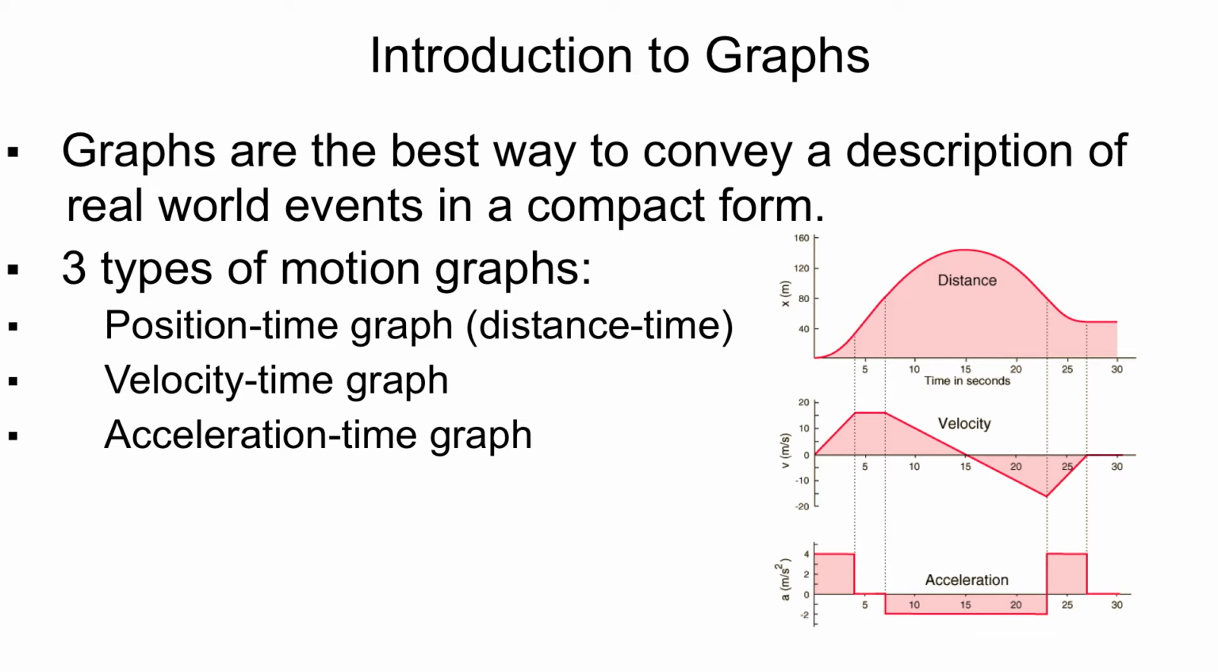So that's what we're going to be working on in this unit, being able to analyze and construct these graphs. There are three graphs we're going to look at. The first is a position time graph. This goes by a couple other names, such as distance time graph or displacement time graph. The second is a velocity time graph, and the third is an acceleration time graph. Today we're mostly going to focus on position time graphs.